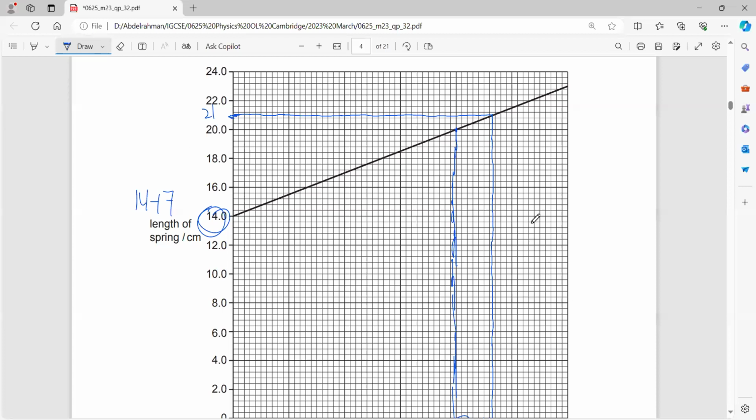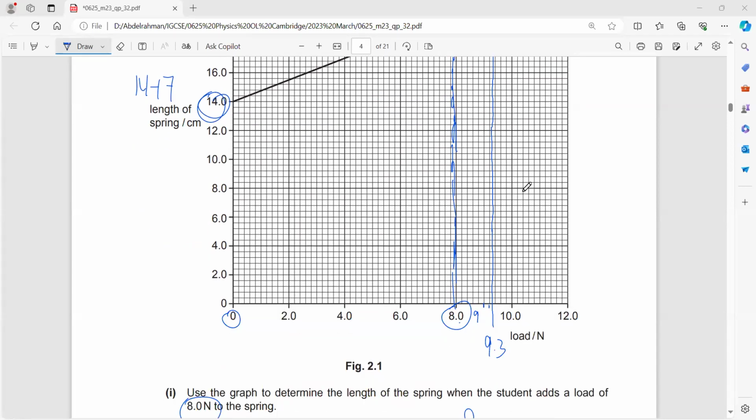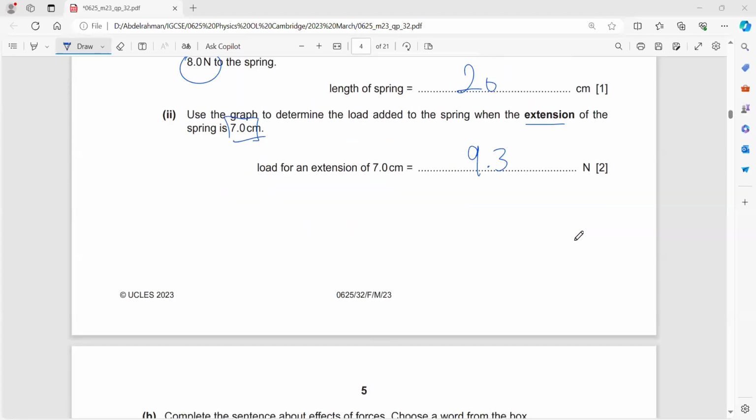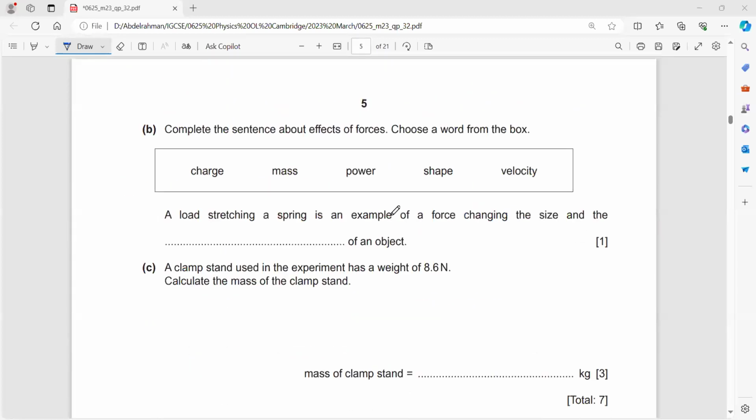Okay. You have a question? Any questions on the question? Okay. So the load now will be 9.3 newtons. Okay. And the next question.